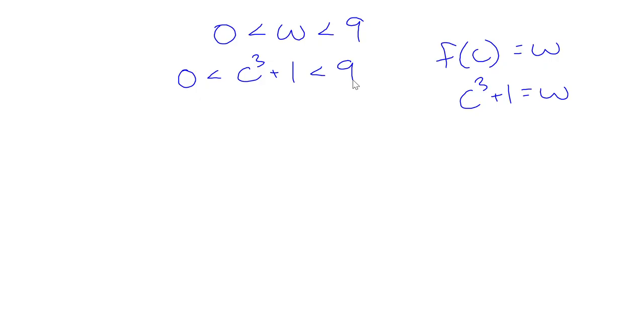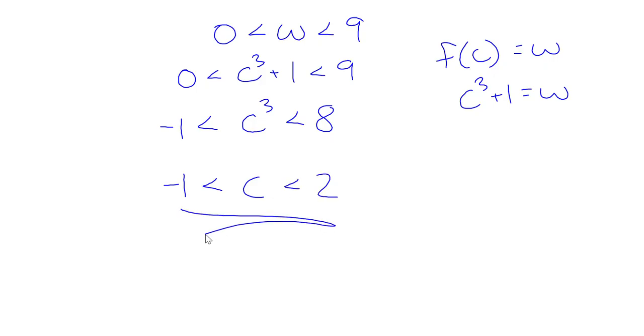Now we'll just solve for c. We'll subtract 1 from everything. So we get -1 is less than c cubed is less than 8. And then we'll cube root everything. Well, the cube root of -1 is -1. And the cube root of c cubed is c. And the cube root of 8 is 2. And that's exactly what we were trying to prove: that if we started with w between 0 and 9, we would end up with c on the open interval from -1 to 2. So that verifies that the intermediate value theorem is true for that function on that interval.